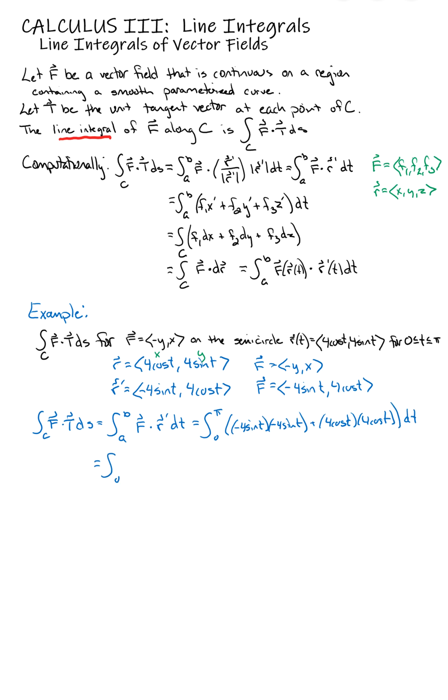Oh, well, isn't this nice? This gives us 16 sine squared t plus 16 cosine squared t dt, which is just, factor out that 16, we just get 16 dt, which if we integrate, 16t evaluated from 0 to pi, gives us simply 16 pi.